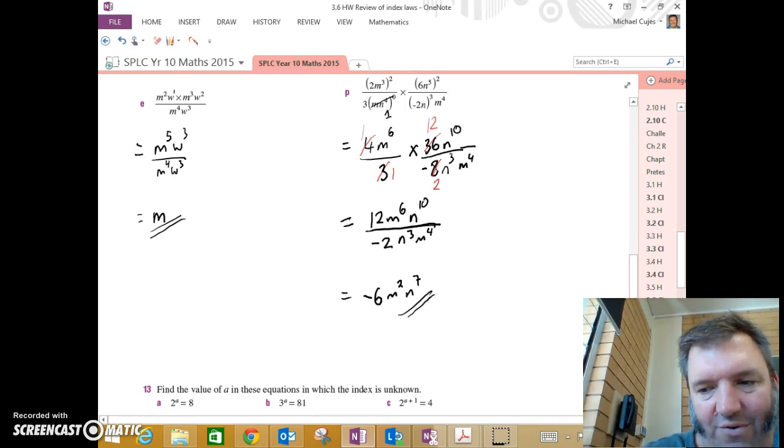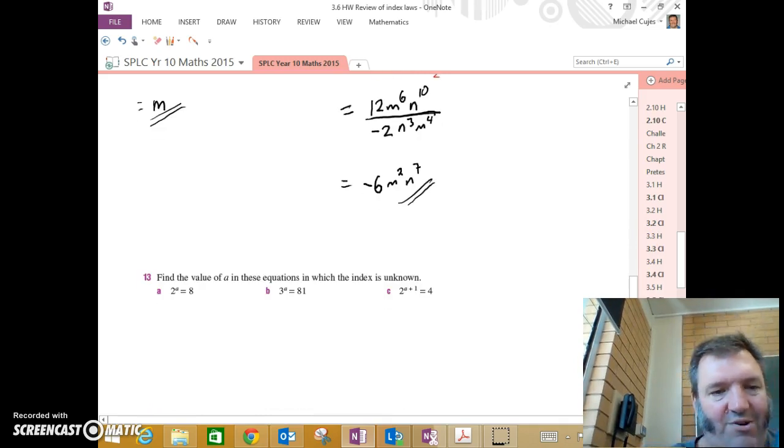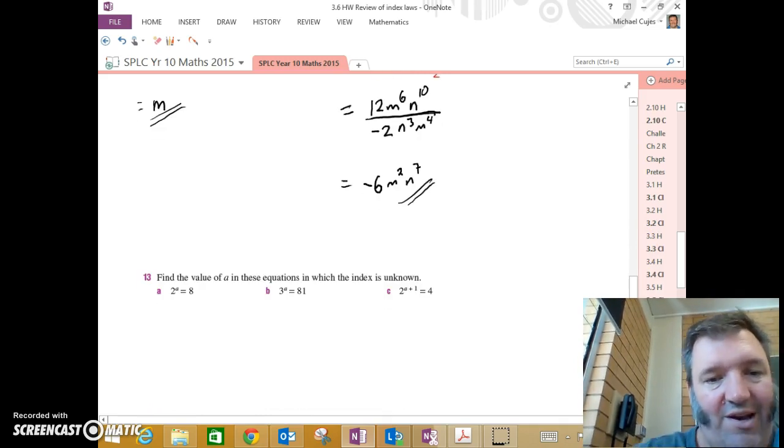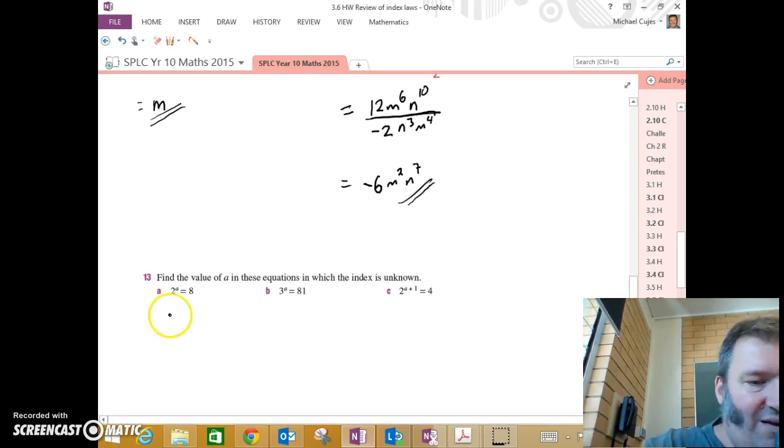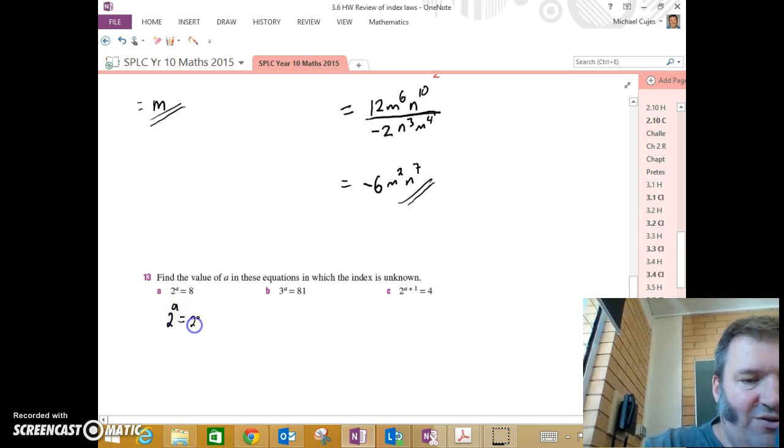Have I got another one down here for you? Of course I have. Some of the more fun expressions here. Find the value of a in each of these equations in which the index is unknown. 2 to the power of a equals 8. Well, we should recall that 8 is the same as 2 times 2 times 2. It's 2 cubed. Therefore, a must equal 3.